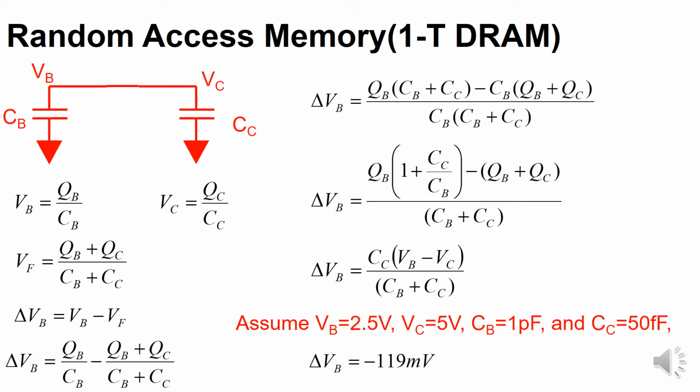When we calculate the final voltage after connecting both the capacitors, we get either 2.38 volt or 2.61 volt. In both cases, it is neither logic 0 nor logic 1. Therefore, we can say that while reading, we have destroyed the data. We will see a scheme to overcome this problem.